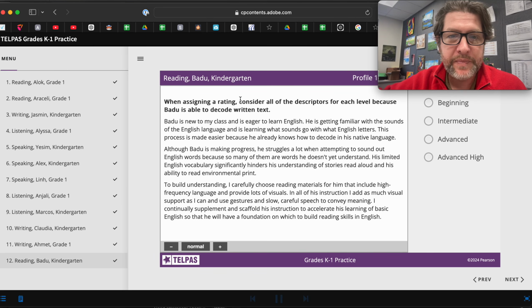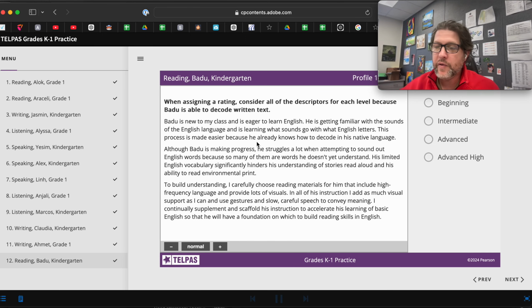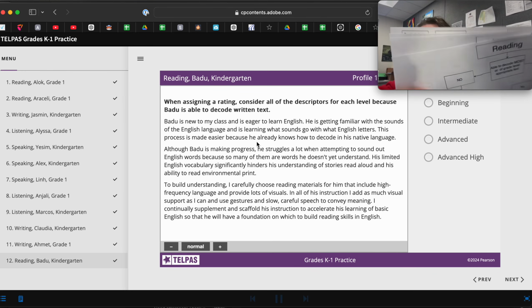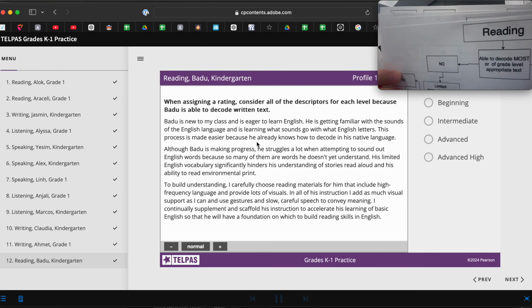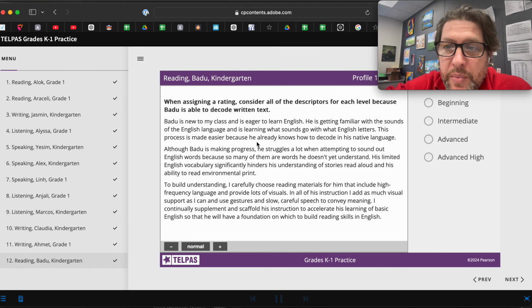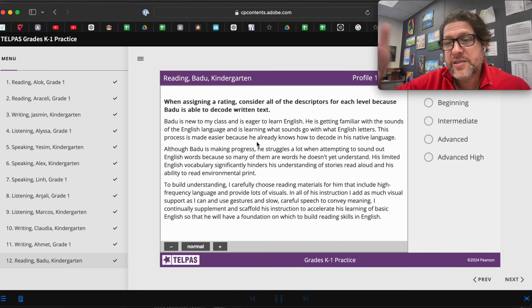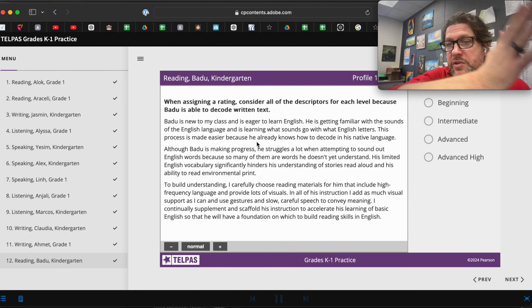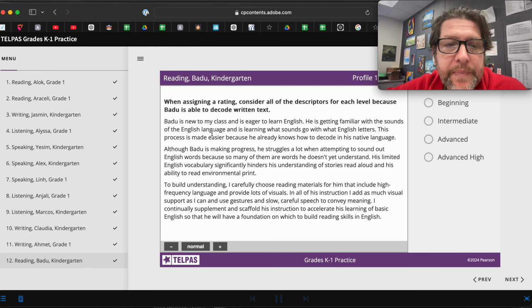Are we on the last one? All right, kindergarten reading. All right, remember reading starts with, are they able to decode? Are they able to decode most of grade level appropriate text? If yes, it's going to put them on advanced high. If no, it's going to push them beginning, intermediate.